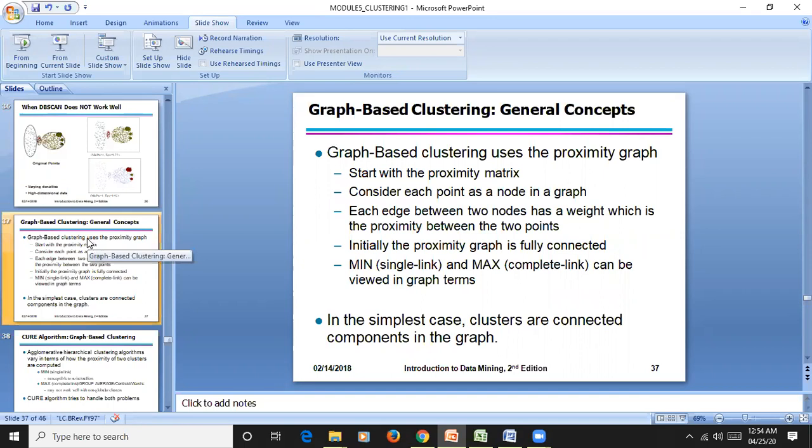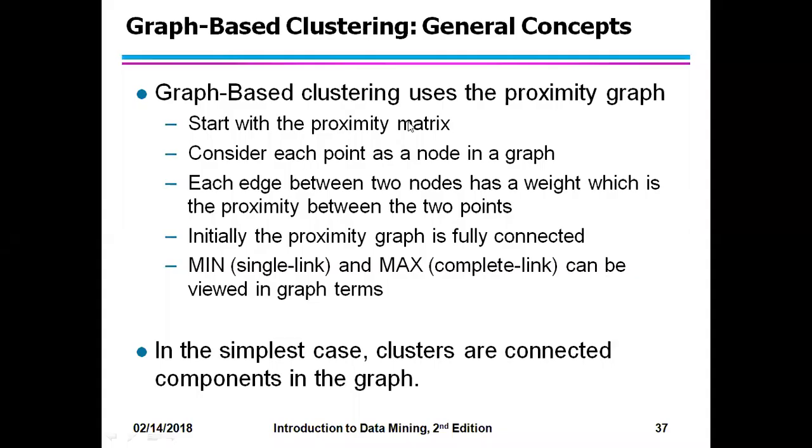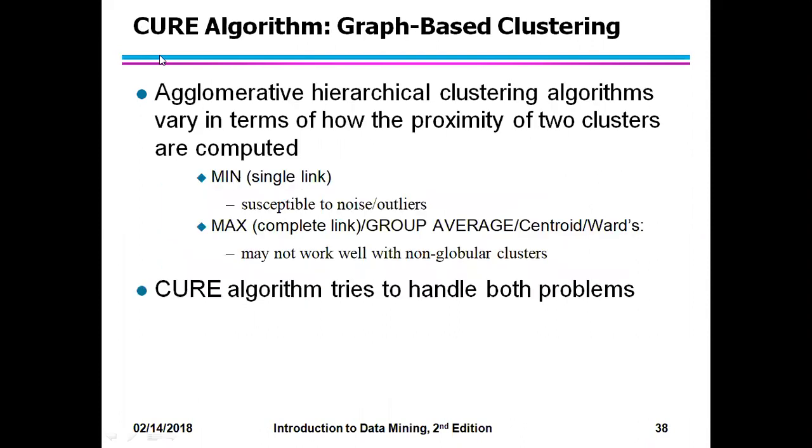Okay, so I will tell you, this is one and the same almost. Okay, I'll just complete it. Graph-based clusterings are nothing but wherein you are using the same proximity matrix. Then you are finding the minimum, so you are using a single link. If you are finding the max, you are using a complete link. Usually the clusters are connected components in the graph here. So we call this the CURE algorithm for graph-based clustering.